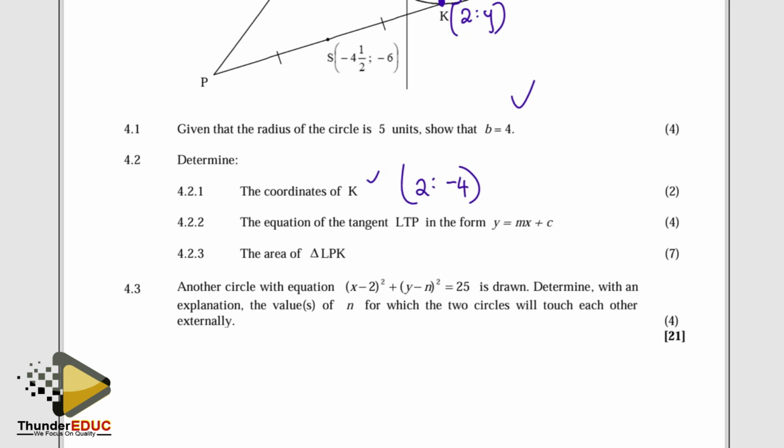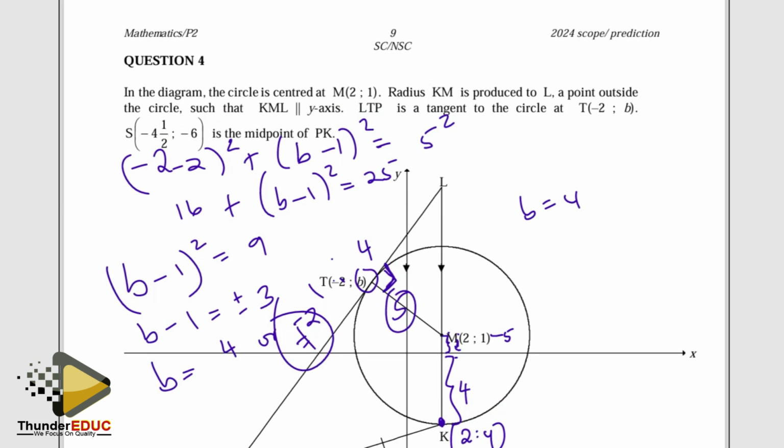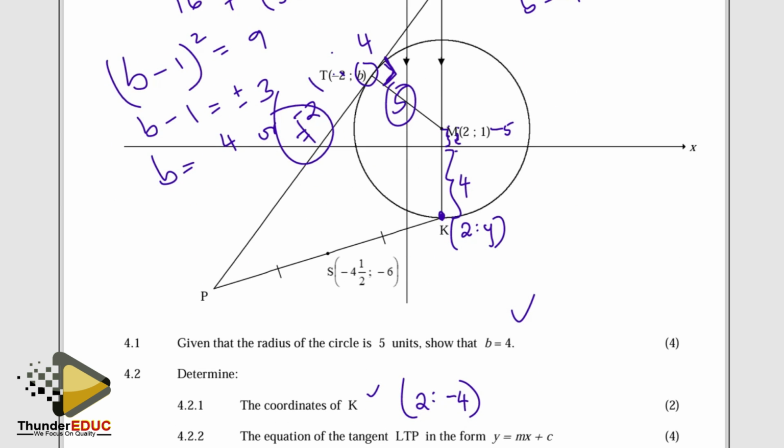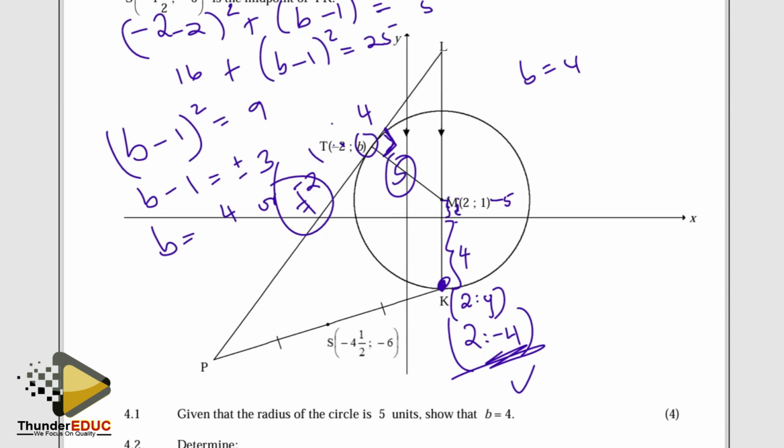Okay, then the area of LPK. Where is LPK? LPK. Okay, so LPK. Say 2 and negative 1. They want the area. How many marks is it? 7 marks.